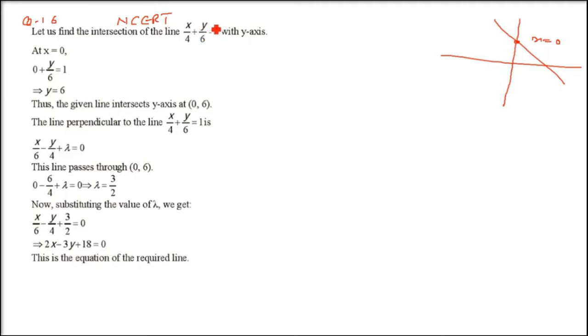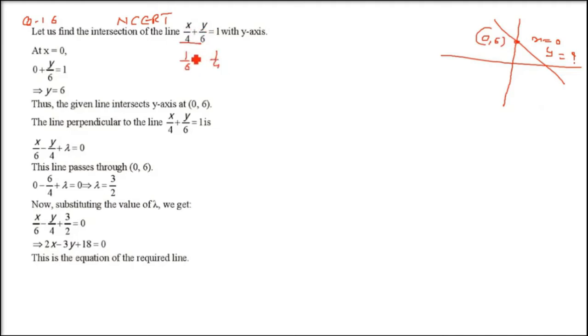So we have an equation like this, x by 4 plus y by 6 equals 1. X is 0, so y equals what? Now we know that x equals 0. So put x equals 0 here, you get y by 6 equals 1 and y equals 6. So the coordinate of this point is (0, 6). So we know that a line is passing through (0, 6). Now there is a line which is perpendicular to this line and passing through (0, 6).